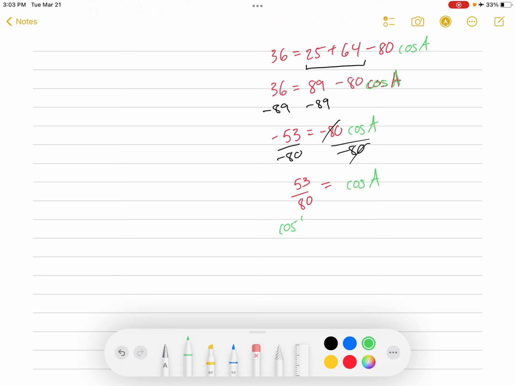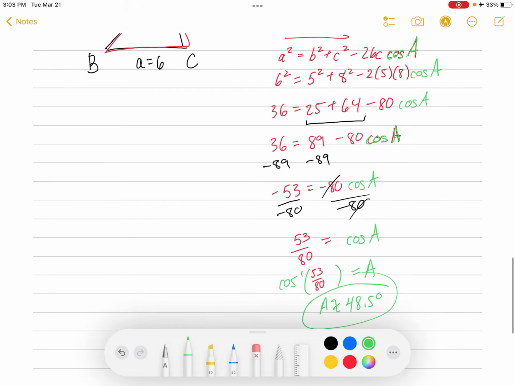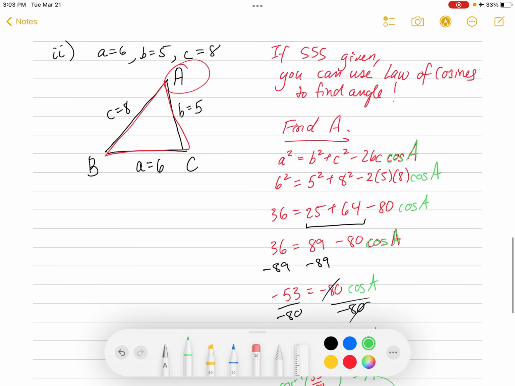And to solve for A, I'm going to take the cosine to the left. It becomes the cosine inverse of 53 over 80, and that'll be my A. Let's approximate this using our calculator. Cosine inverse of 53 divided by 80 is about 48.5 degrees. So once I have that, I can use the law of sines to find one of the other angles.